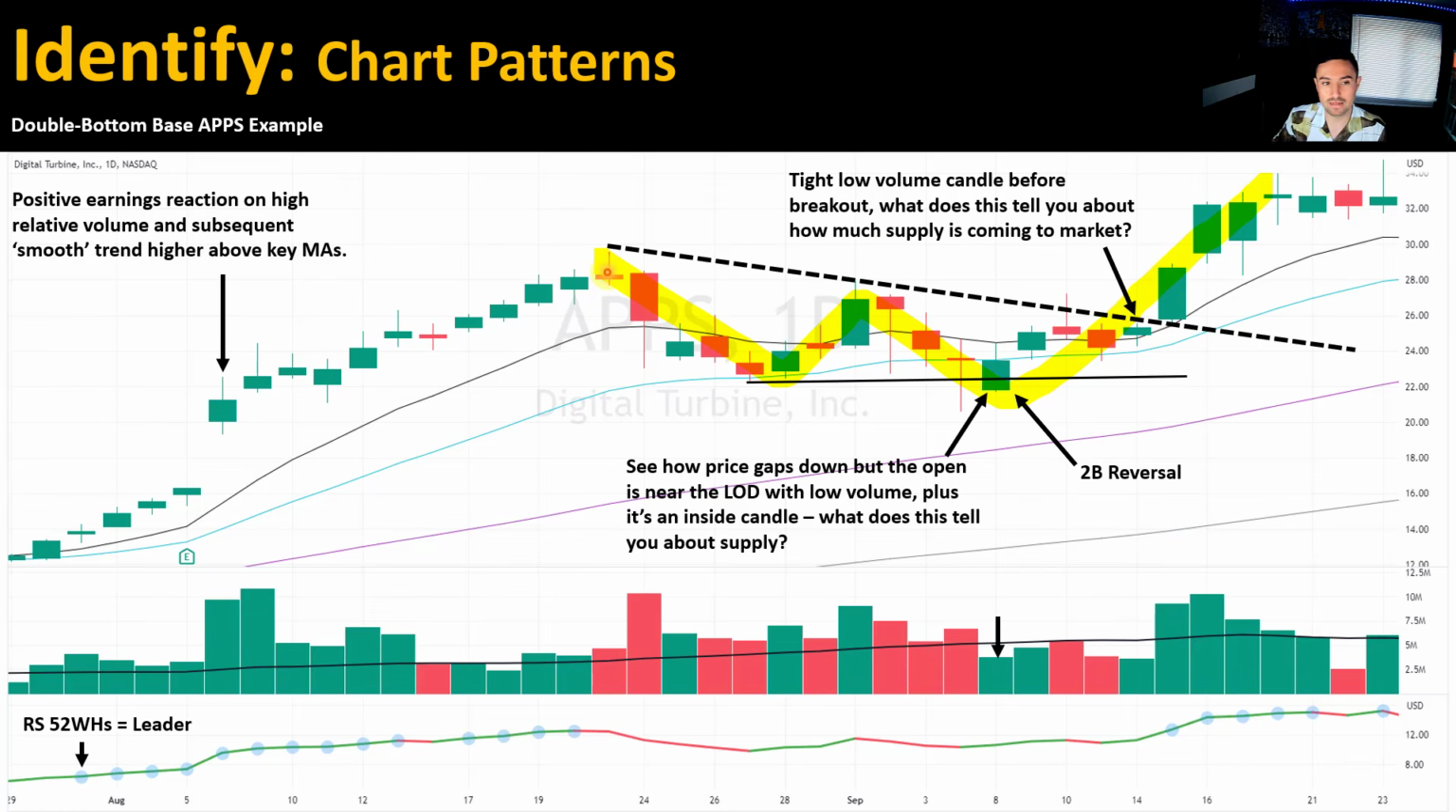So a double bottom pattern basically looks like a W, okay, like this. See how the market comes down, makes a low, see how it holds around the key moving averages, we'll get into all this later, bounces, comes down, undercuts, and then here is the 2B reversal, shake out, demand tail, open on the low, recovery, then it tightens up. Look at this inside bar coming in, look at the volume coming through, and then the breakout.